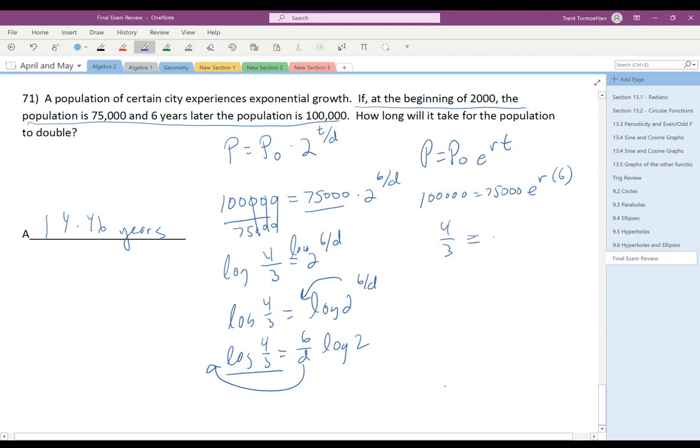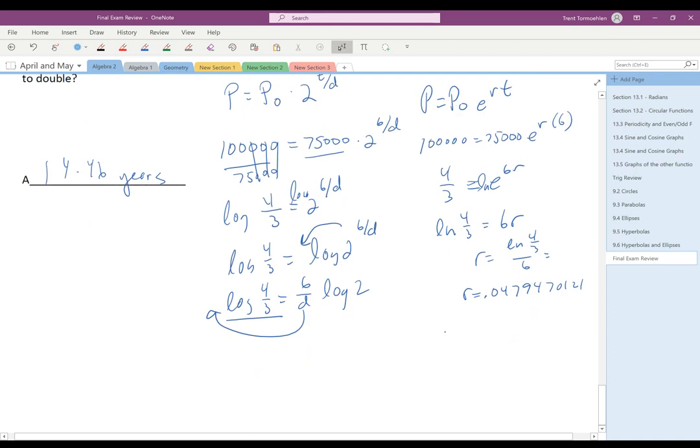The nice thing about this one is that because of the natural log, it's a little bit easier. You do the natural log of both sides, and because the natural log of e to the 6r just equals 6r, r equals natural log of 4/3 over 6. So we can calculate that: the natural log of 4 divided by 3 all over 6. That gives us a continuous growth rate of 0.0479470121.